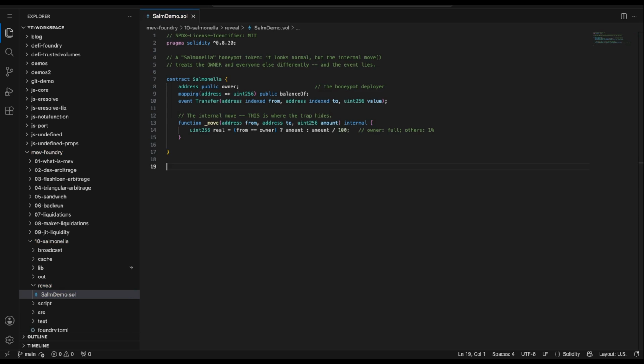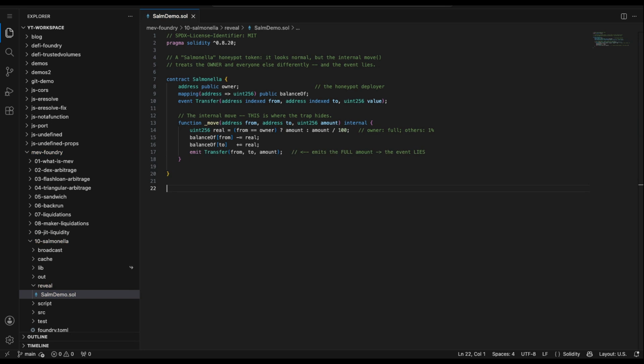Here's the move function, and here's the whole trick. It figures out how much really moves. If the sender is the owner, the full amount, but if it's anyone else, only 1%. It updates the balances by that real amount. And then, on the last line, it emits a transfer event for the full amount, not the real one. That event is the lie. Any bot or explorer that trusts it believes the full amount moved.